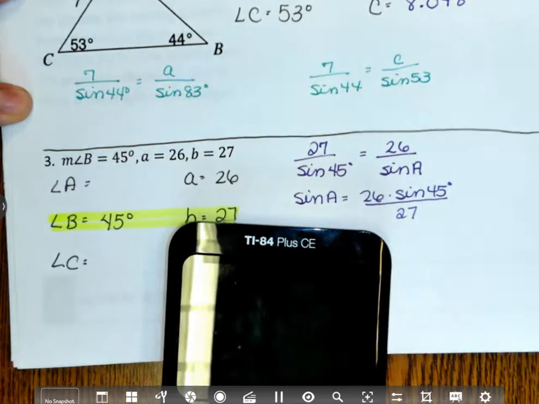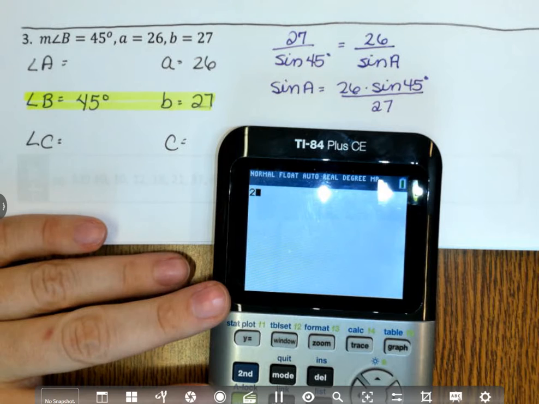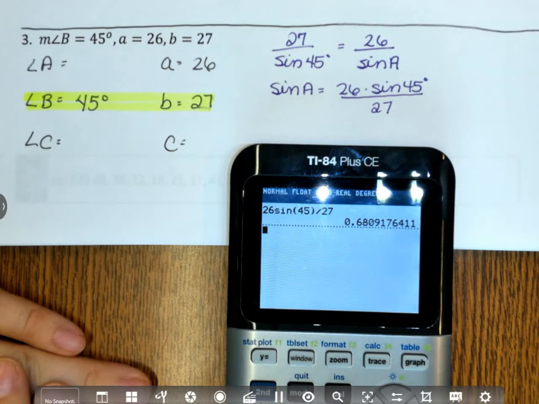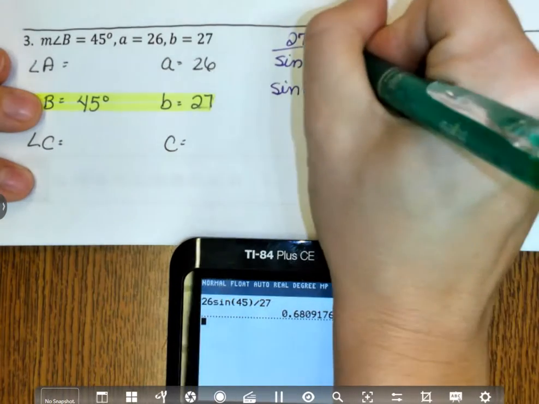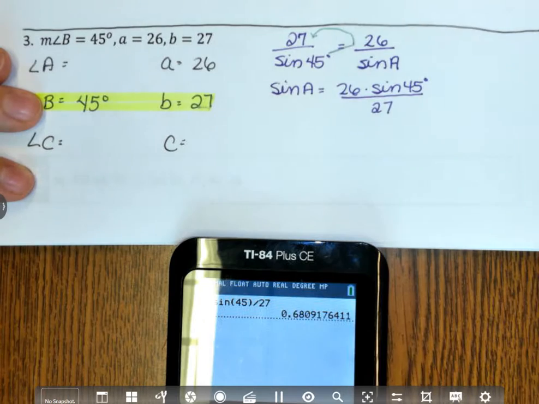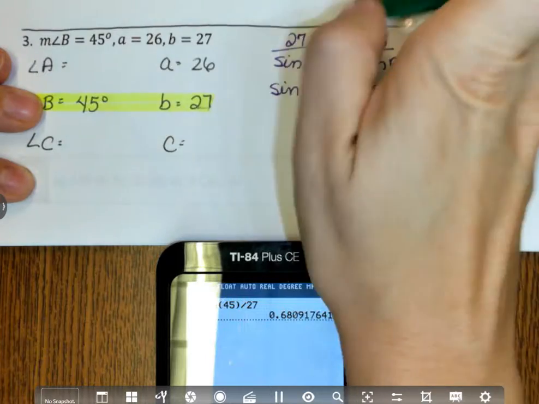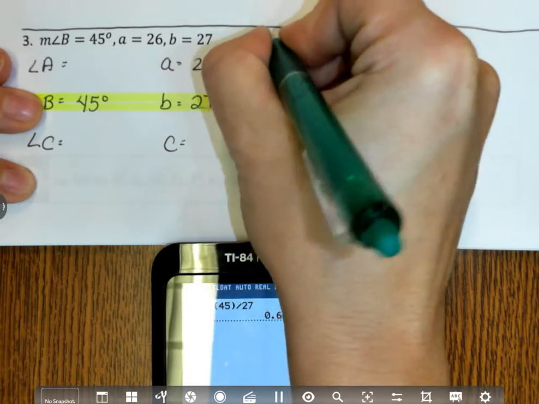So what I'm going to do is type that part into my calculator. I'm going to say 26 sine of 45, close, divided by 27. And that's my answer. Because when we cross multiply here, it's always multiply and divide. I always just do, when I'm coming from one to the bottom, that's multiply, divide when you cross the line.